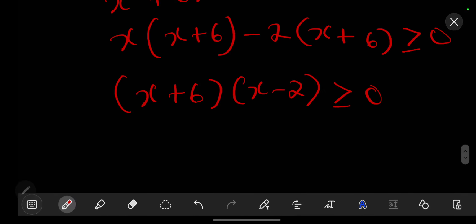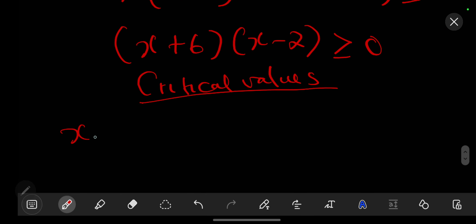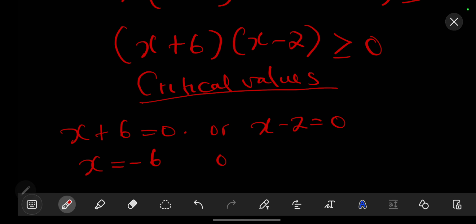Then, as long as it's a quadratic equation, we are going to find the critical values. The critical values are the zeros of the equation, which we get by taking x plus 6 equal to 0, or x minus 2 equal to 0. This means the 6 goes to the other side, so we have x equal to negative 6, or x equal to positive 2.